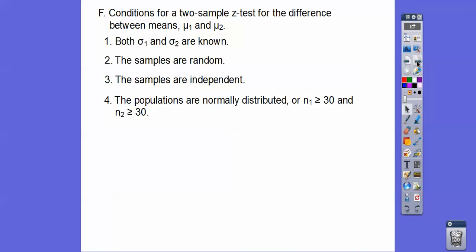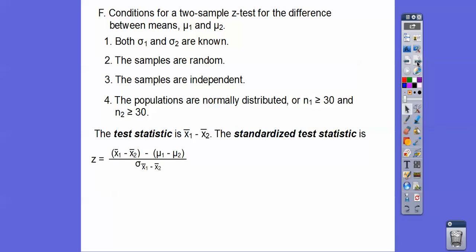So the conditions for a two-sample z-test, okay? You have to state that both the standard deviations are known, and the samples are random and independent, and the populations are either normal or the sample sizes are greater than or equal to 30. So the test statistic is x bar 1 minus x bar 2, the difference of the sample means. And our standardized test statistic is going to be the difference of the sample means minus the difference of the population means, divided by the standard error, which is the square root of sigma 1 squared divided by n1 plus sigma 2 squared divided by n2. So that's going to go right down underneath there, okay?